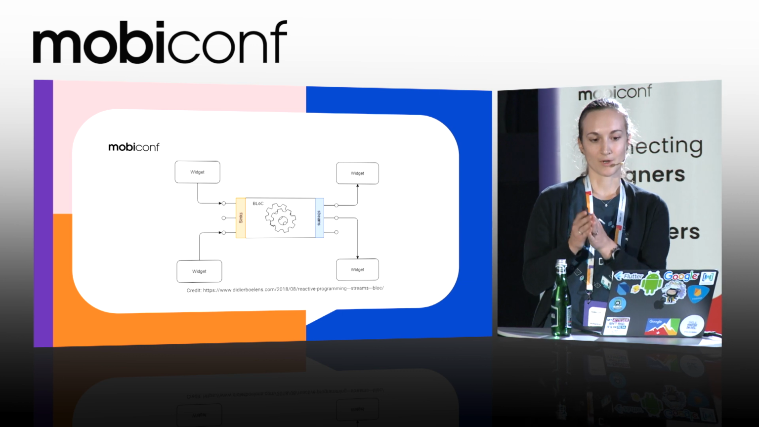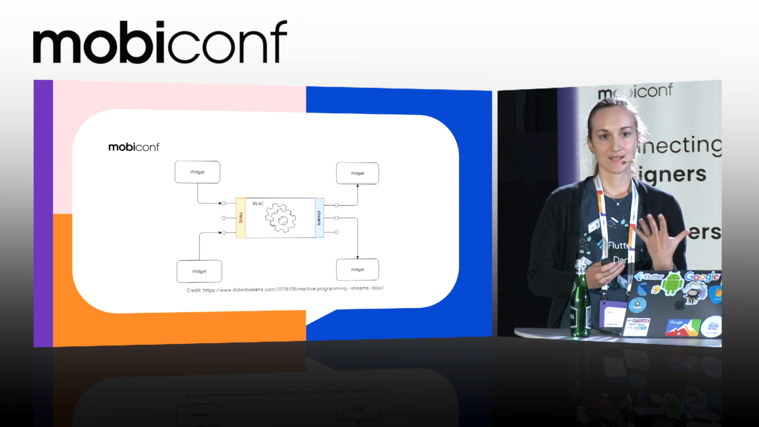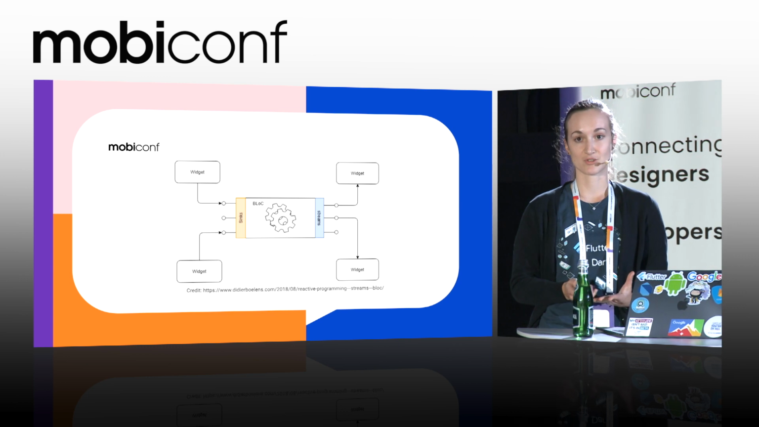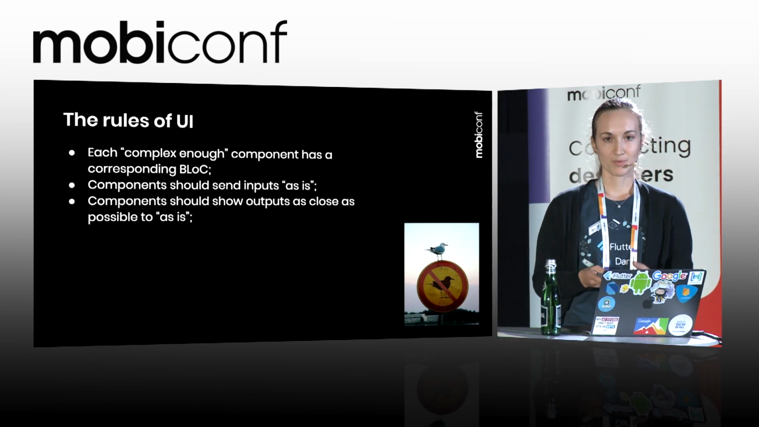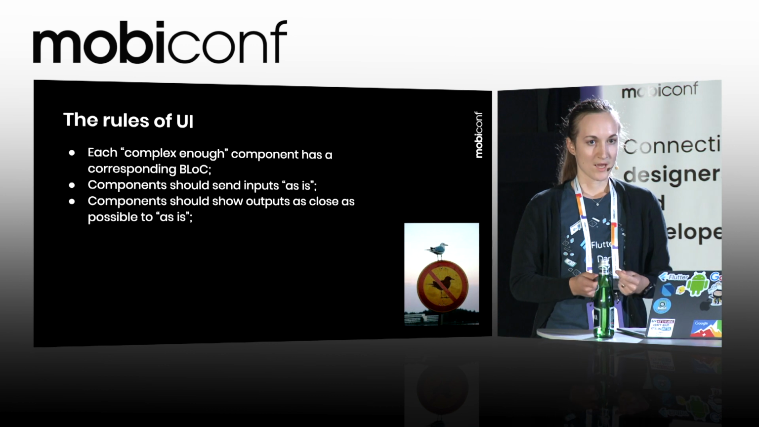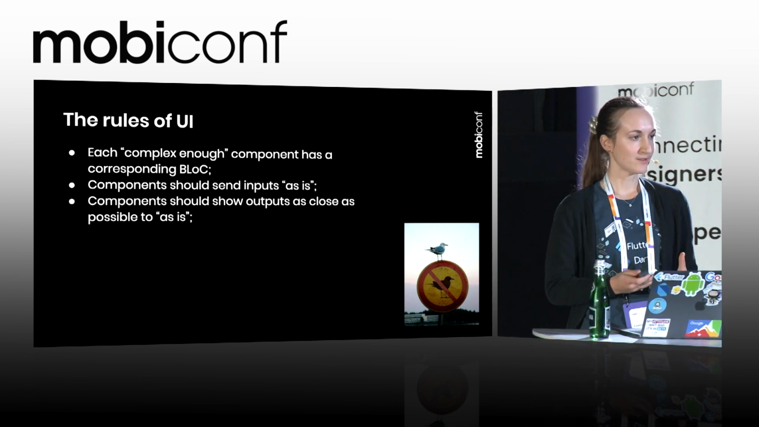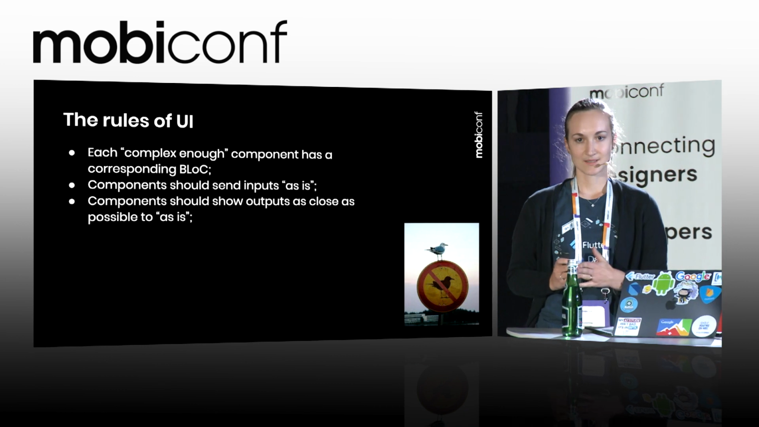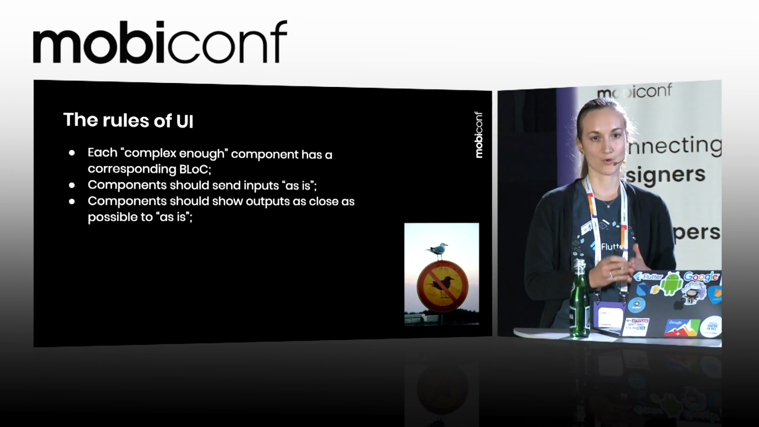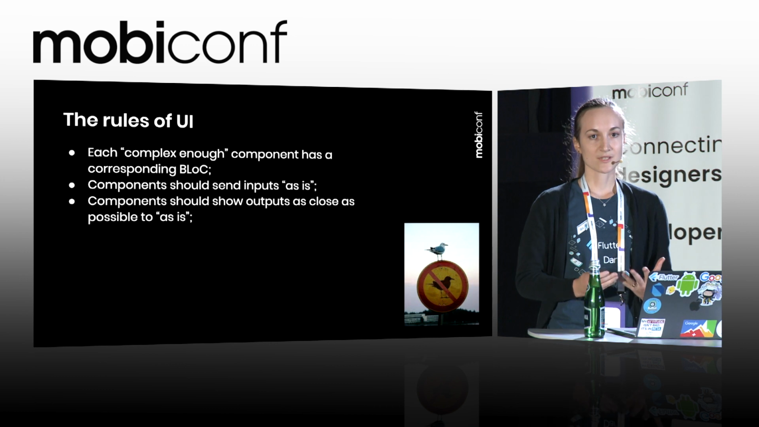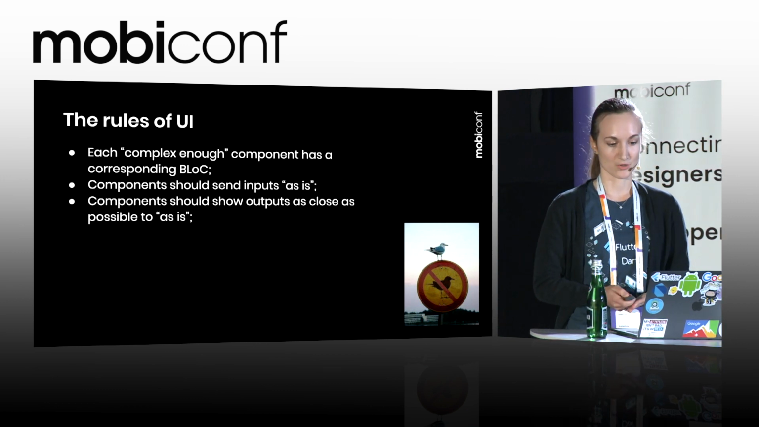And data flows from the UI to BLoC, and from BLoC to the UI, using simple streams and sinks. Simple means you cannot use platform-dependent constructions. And there are some rules for the UI as well. Each complex enough component has a corresponding BLoC. And components should send data as is. For example, we have a text field where the user types some data, and we send it as it is. We don't change it because it's already business logic. And when BLoC is making a change to the UI, it should be as close as possible to the outputs we are aiming to show. Every modification and change should happen in business logic.